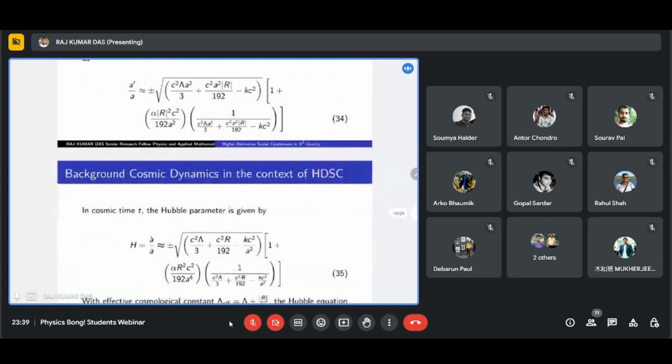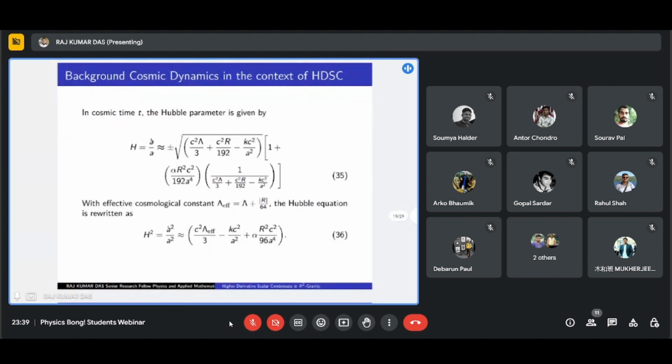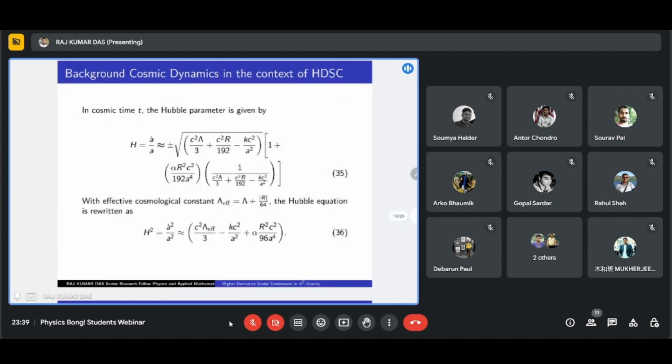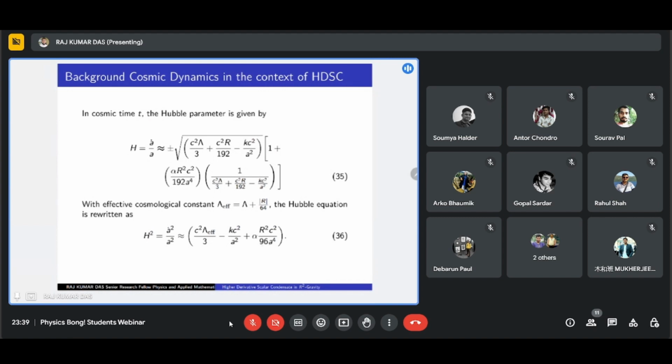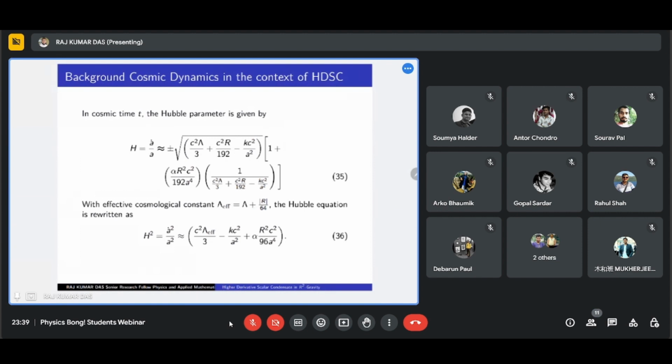So again, we have converted from the conformal time to the cosmic time. You will get this type of equation, and it is very familiar to you. This is the basic Friedmann equation, and this is for the cosmological constant, and this is the basic curvature term, and this arises as a higher derivative term in the Lagrangian. Okay, so now our lambda is modified as lambda plus mod R by 64, and this mod R is a constant, and the alpha part is also modified here.